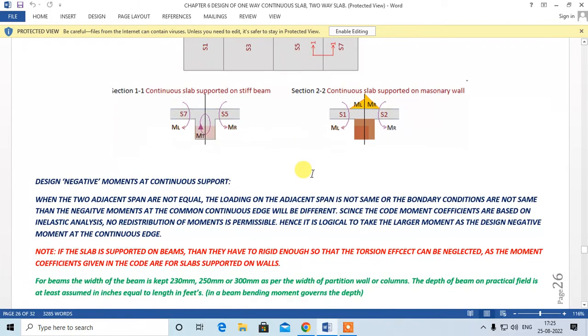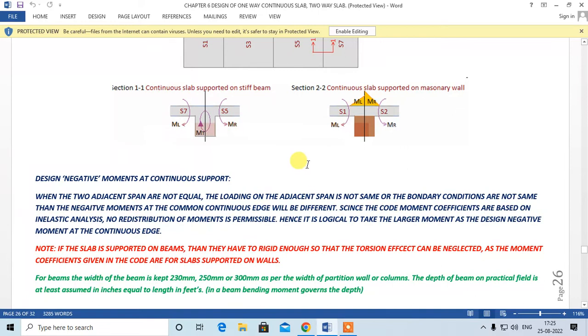Okay, another important assumption which I have already mentioned above: if the slab is supported on beams, then they have to be rigid enough. The support system has to be rigid, then only all this is permissible, right? They have to be rigid enough so that the torsion effect can be neglected, as the moment coefficients given in the code are for slabs supported on walls.